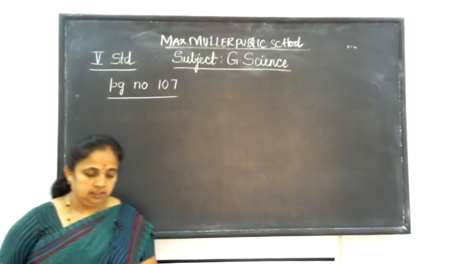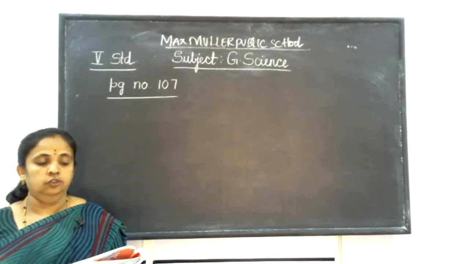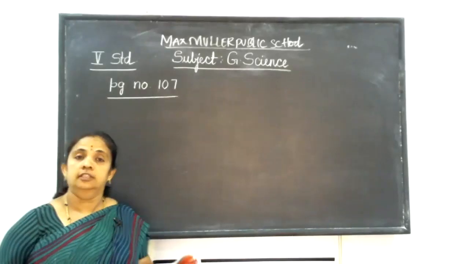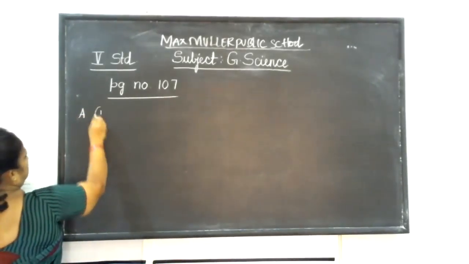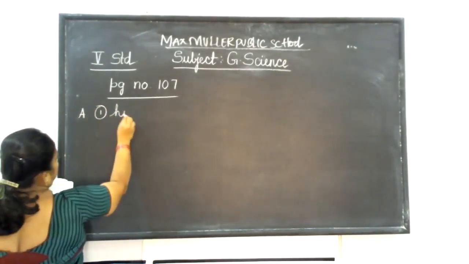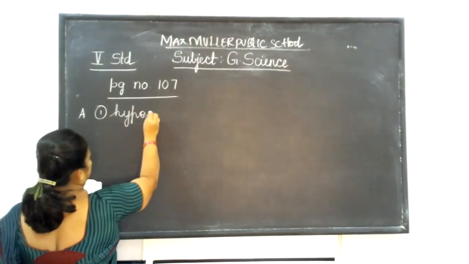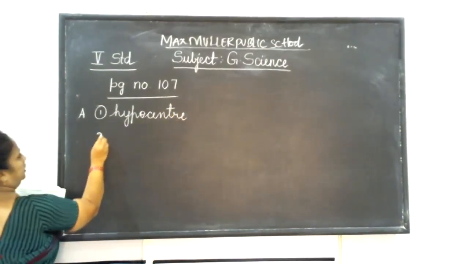First, A main, fill in the blanks. The location of a fault where the earthquake starts is called B. So what do you call where the earthquake begins? That one is called hypocenter. It is called hypocenter.